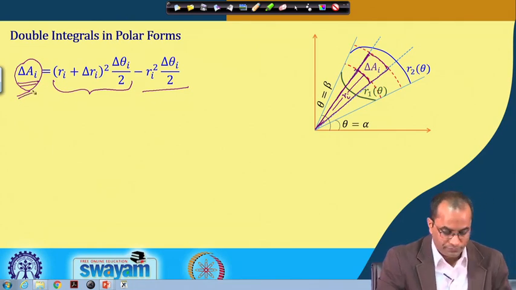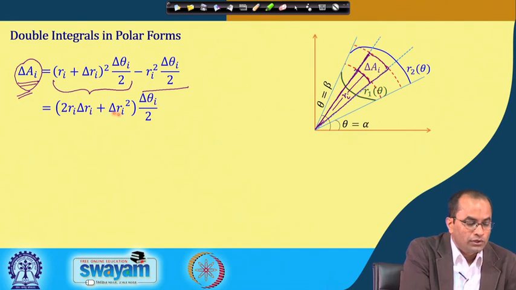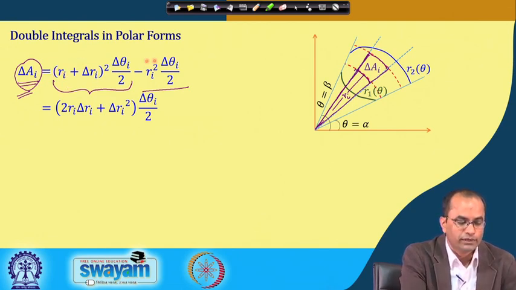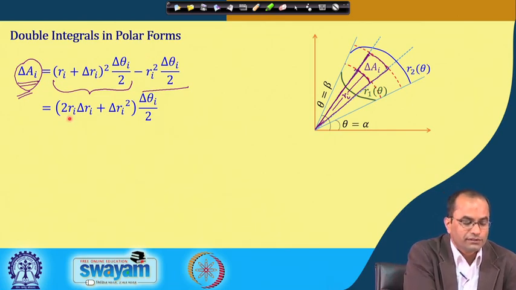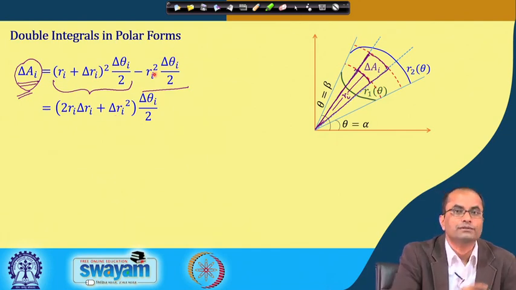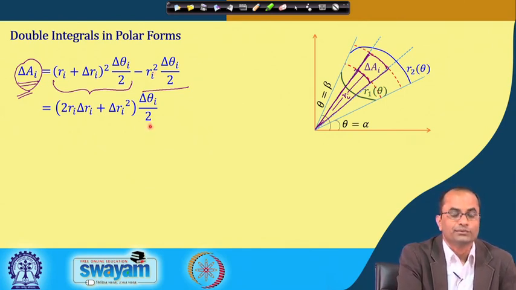And now, this we can simplify easily, because this will be r_i square and delta r_i square, 2 times r_i delta r_i, where here again we have this r_i square. So, that will be cancelled out and we will get 2 r_i delta r_i plus delta r_i square, and then the common factor from both the terms is delta theta_i by 2.